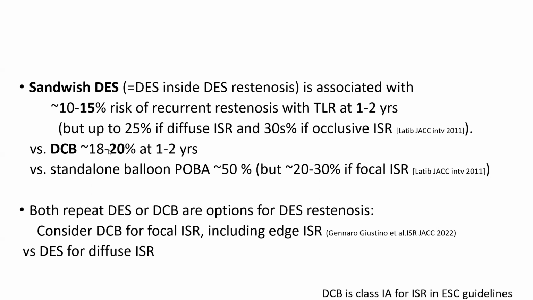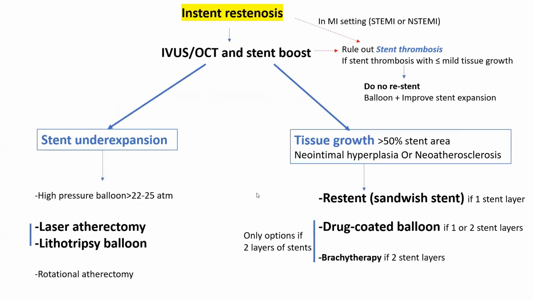With DCB, it's also a good result. The rate of recurrent restenosis is a little higher with DCB, but still decent, especially since you're avoiding a second layer of stent. It's close to 20% at 1 to 2 years. If you do standalone angioplasty, like I said, the restenosis rate is around 50%. It can be good, 20 to 30%, if your restenosis is very focal. That's not a standard treatment, however, for in-stent tissue growth.